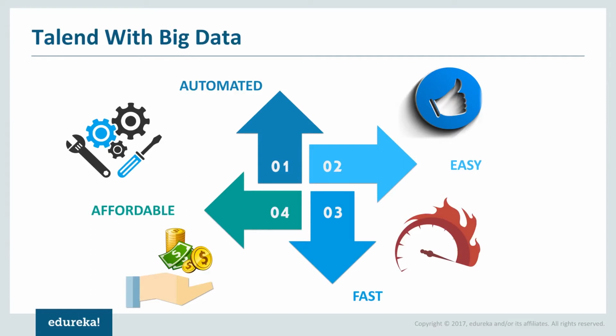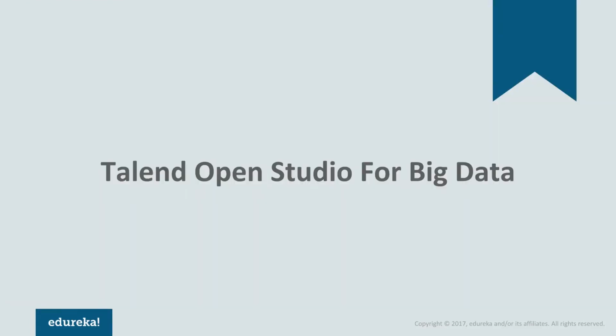So it is affordable. It is available in open source, and even the enterprise version is affordable and fast. Ultimately, the backend code is Java, and the compilation and execution speed are just like Java, so it is faster. So with all these selling points, Talend with big data is a very big hit. So, Talend Open Studio for big data.